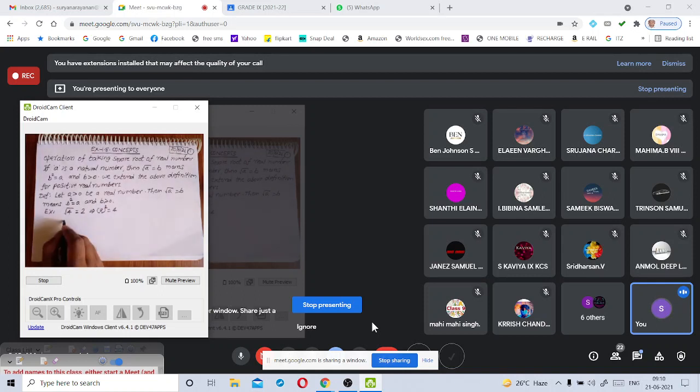Similarly, square root of 9 is equal to 3. That implies 3 square is equal to 9. Similarly, square root of 16 is equal to 4. It means 4 square is equal to 16. Yes or no? What is the value of 4 square? 16 or not? Yes, sir. Yes.